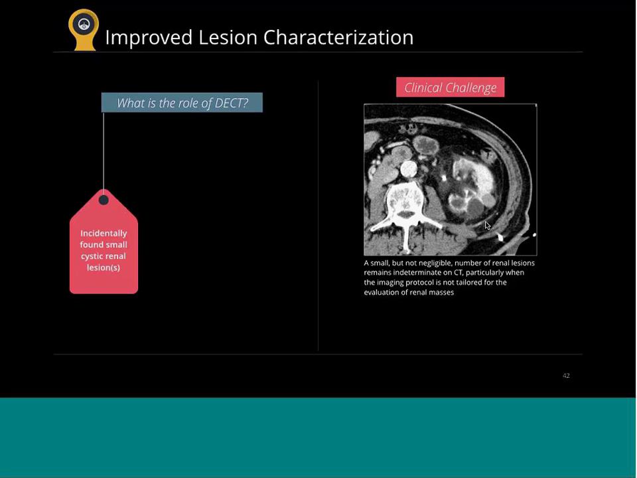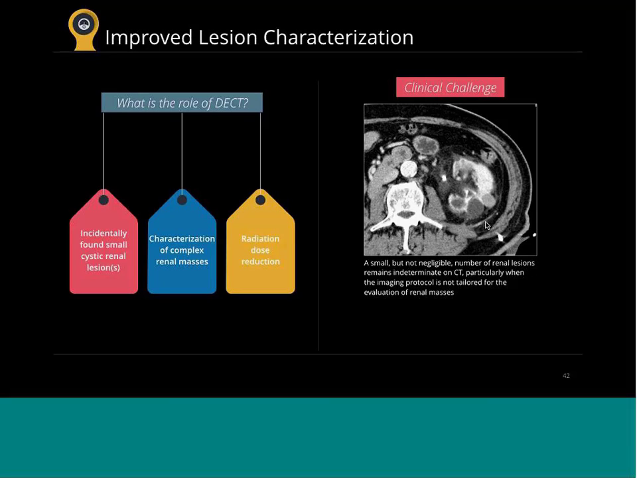So how does dual energy CT help? Well, it can characterize these incidentally found cystic renal lesions. We can actually characterize even more complex renal masses. And we can actually subtype the different types of RCC, which I'm not going to go into today. And then there's a role for radiation dose reduction.